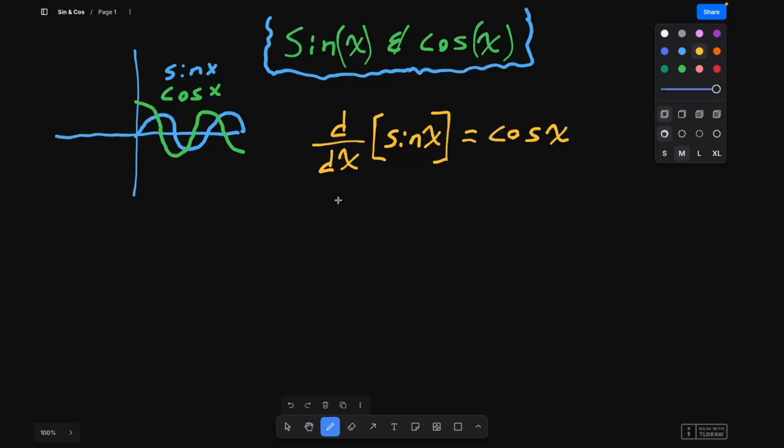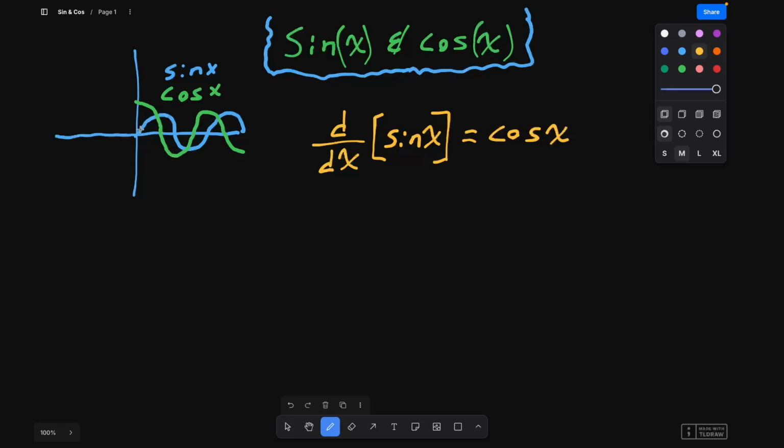We can start taking derivatives of trig functions by building a foundation with the derivatives of sine and cosine x. We have that the derivative of sine x equals cosine x. We can see this graphically by looking at the graph of sine and cosine x, and remembering that when we take a derivative of a function, we get a function that tells us the rate of change, the slope, of the original function at any point.